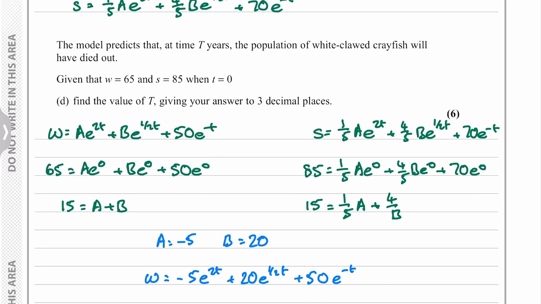Then we're told in the question, now the model predicts the population will have died out. Then this means that W will equal 0. So we can solve this equation when W equals 0. The problem we have now is this e to a negative t, which we need to change. If we multiply everything by e to a positive t, then we'll add these two powers together, it'll become e to a 0, which will leave us with just 50. So we'll multiply everything by e to the t.